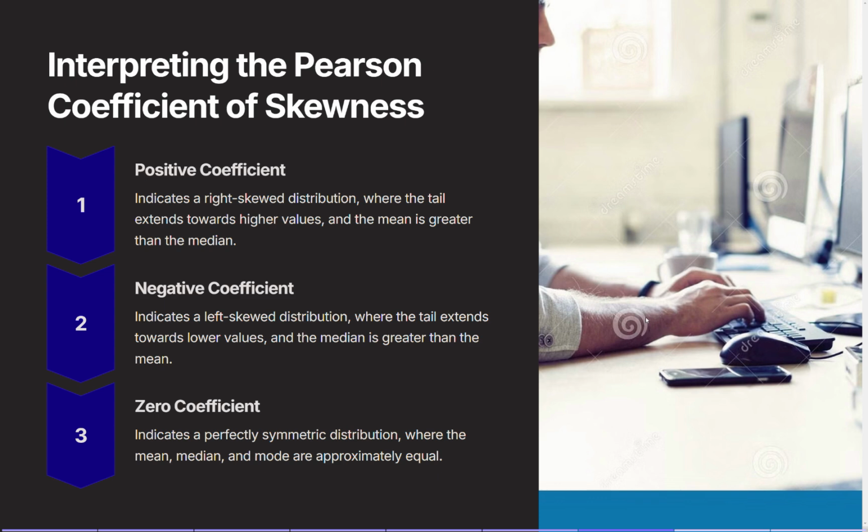Interpreting Pearson's coefficient of skewness. A positive coefficient indicates a right skewed distribution where the tail extends towards higher values and the mean is greater than the median. A negative coefficient indicates a left skewed distribution where the tail extends towards lower values and the median is greater than the mean. And a zero coefficient indicates a perfectly symmetric distribution where the mean, median, and mode are approximately equal. So all we have to remember is that a positive coefficient is always a right skewed distribution and the mean is greater than the median. For a negative coefficient, it is a left skewed distribution where the tail extends towards lower values. And for a zero coefficient, the mean, median, and mode are approximately equal. That's the thing to remember for positive, negative, and zero coefficients.